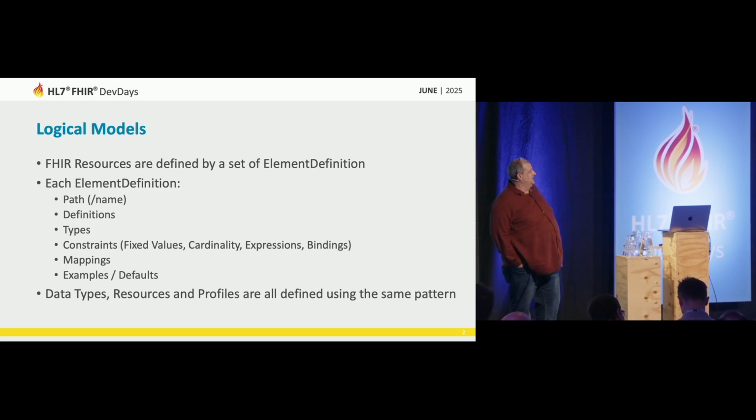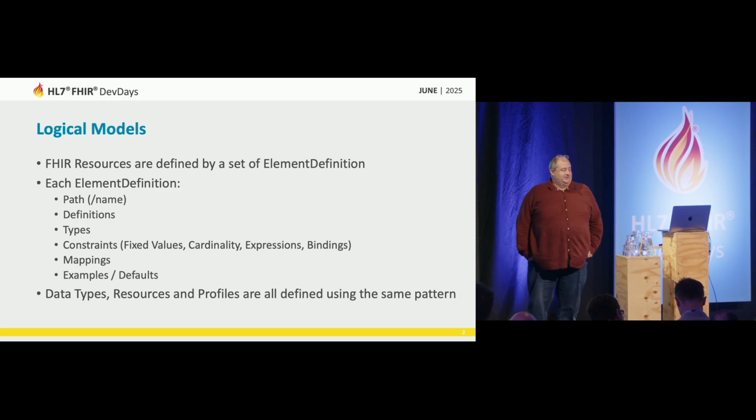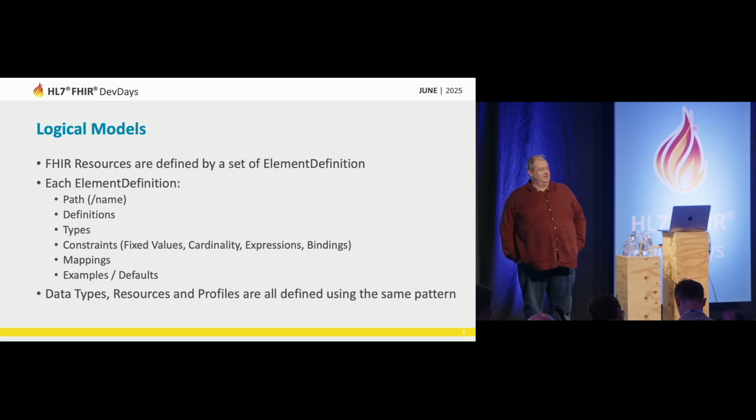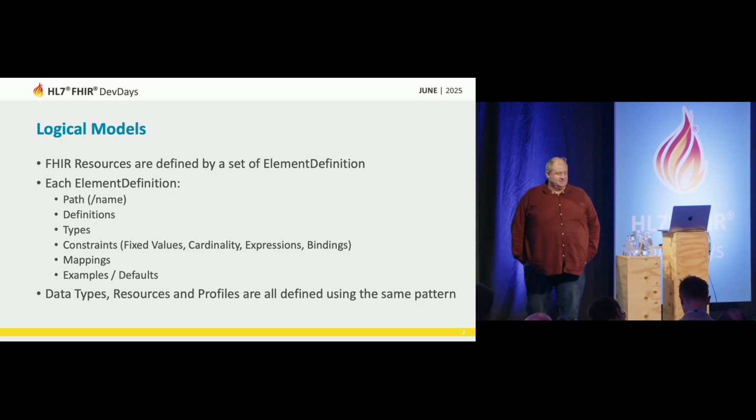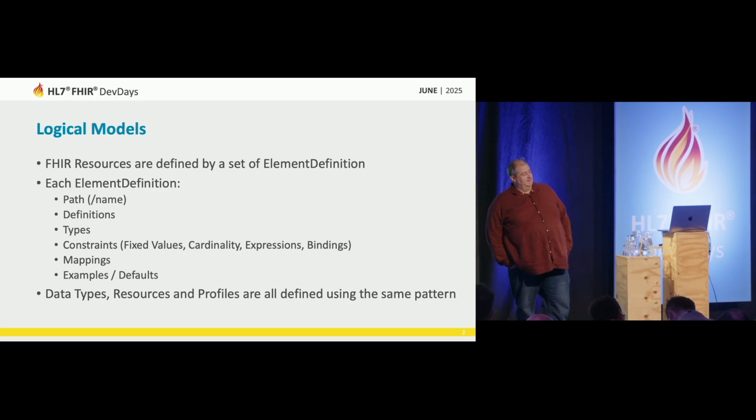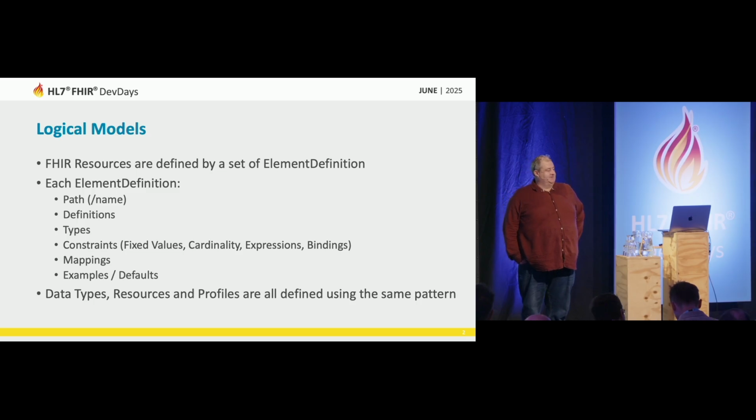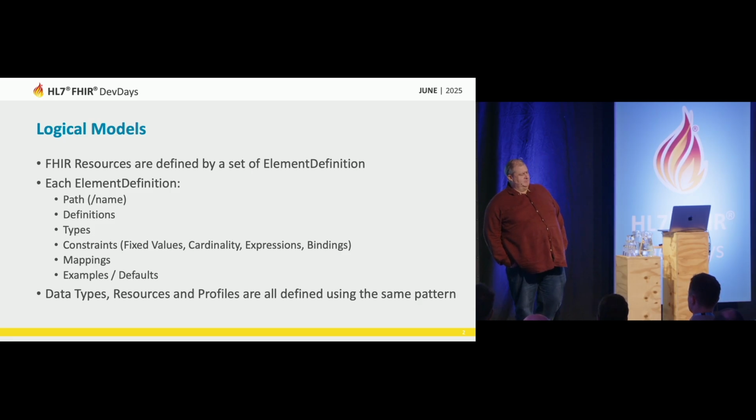Okay, so FHIR resources and data types and profiles are all defined by a set of element definitions. And element definition is based on 11073. So each element definition has a path, which is the name of the element, the text definitions, types, various kinds of constraints, mappings, and example values, and even default values, although we do not use defaults in FHIR.